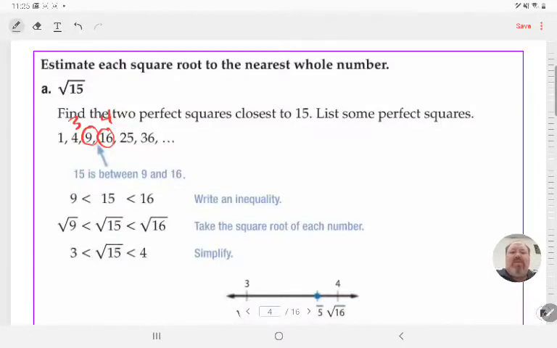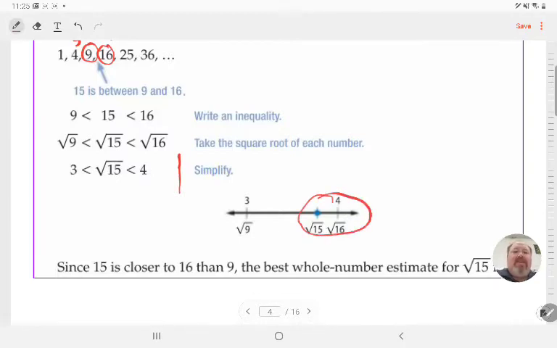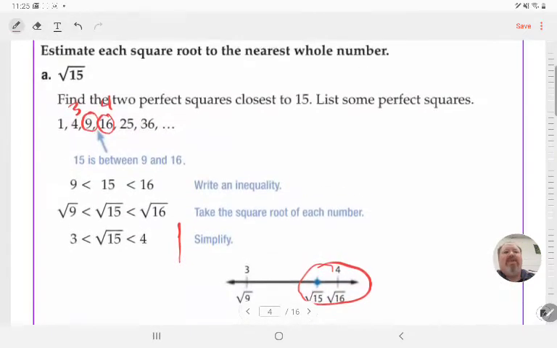And I take the square root of all of those, and I'm going to have 3 is less than the square root of 15, which is less than 4. Okay? So I can take a look at that, and which one is it closer to? Is 15 closer to 16, or is 15 closer to 9? It's closer to 16. Therefore, I know that the best whole number estimate for the square root of 15 would be 4. Okay? All right, so that's how you would estimate.